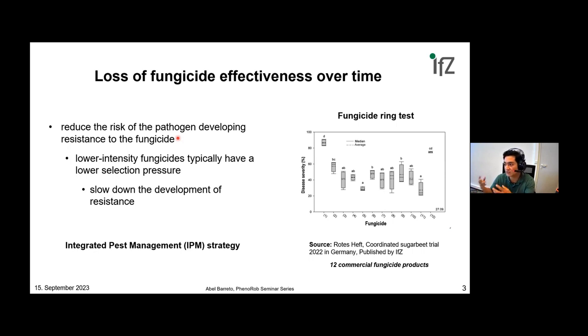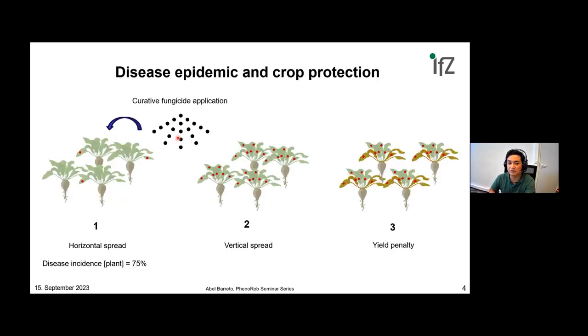mostly created by studying how the pathogen spreads in the field. For several years, many research groups, especially in the 90s and until 2012, focused on observing in the field how the pathogen spreads. They defined 3 stages. The first stage is the so-called horizontal spread in the field. So the pathogen goes from plant to plant very quickly.